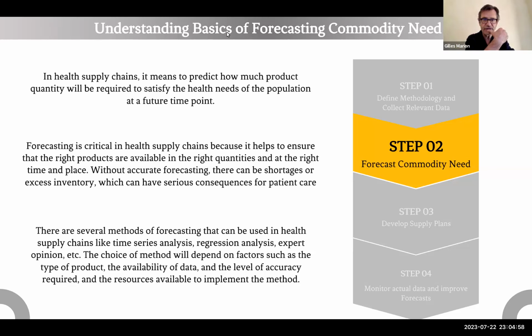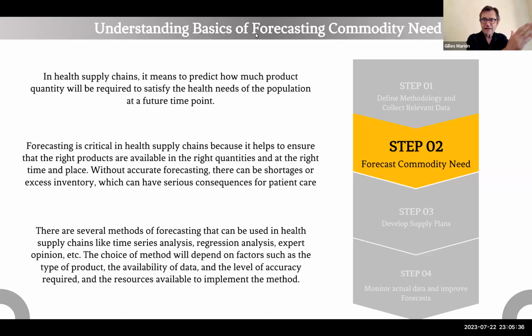So again, sorry for insisting a lot on that, but it's an important element of success of the supply chain, communication and information. Again, as we said, it's really about predicting the quantities and how it's going to be delivered at a certain time. And so there are different methods and different information to make efficient and clear forecast.